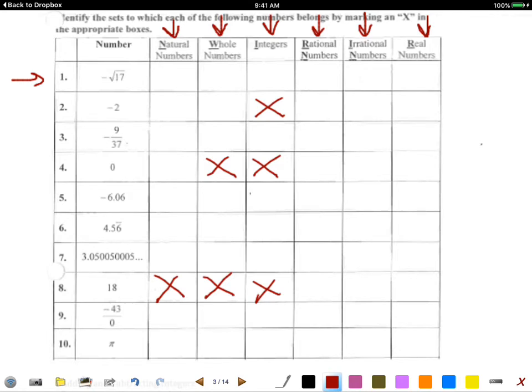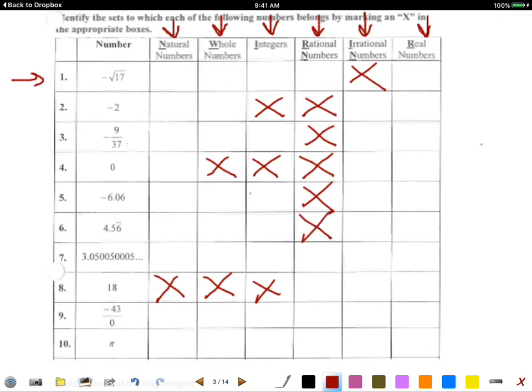Okay, rational numbers. Is number 1 rational? Now here's the deal. It's either going to be rational or irrational, so we can do both these columns at the same time, right? So is it rational? No, it's irrational. So put a mark over there. Number 2, rational or irrational? Rational. Number 3, rational. If it can be written as a fraction, a ratio, it's rational. Number 4, rational. Number 5, it's an ending decimal, so it's rational. 6, it's not ending, but it does show that it's repeating, so it's rational.